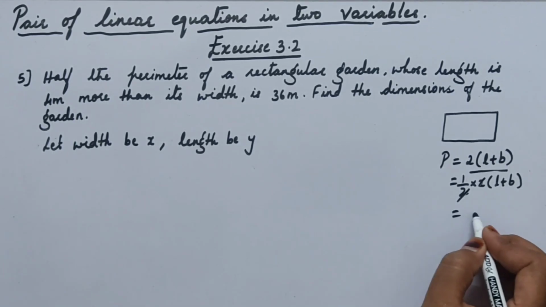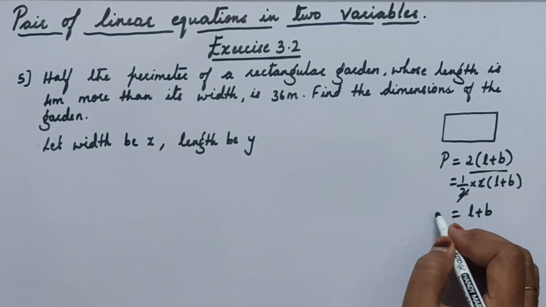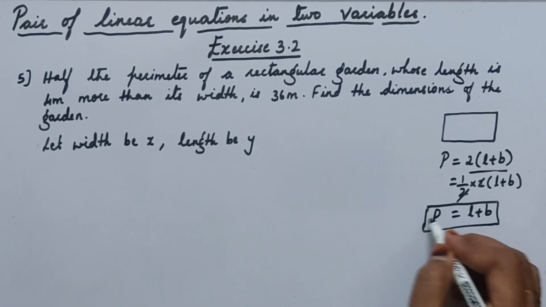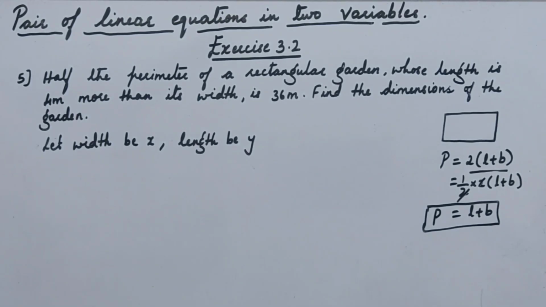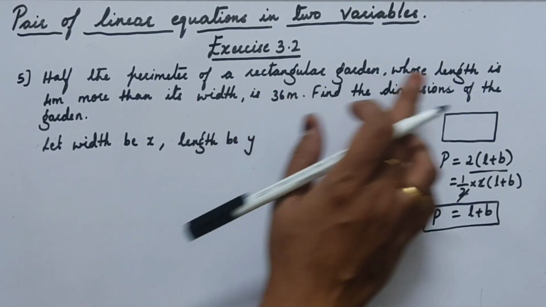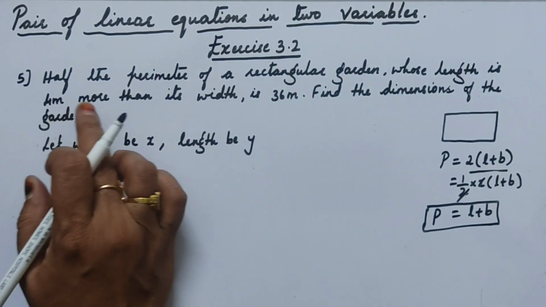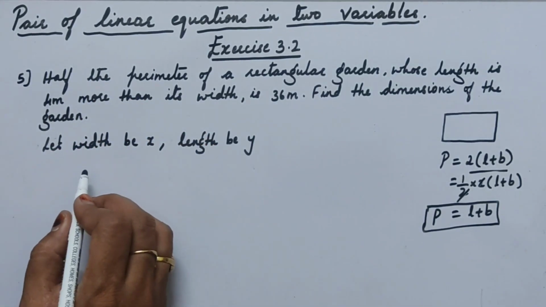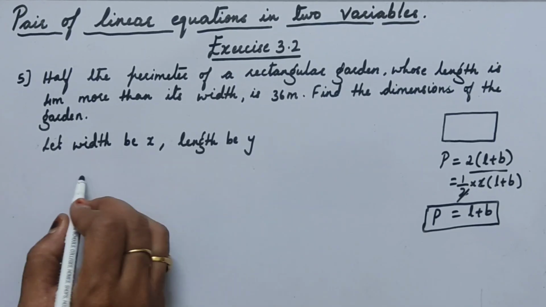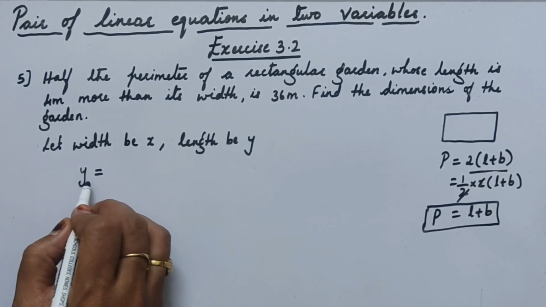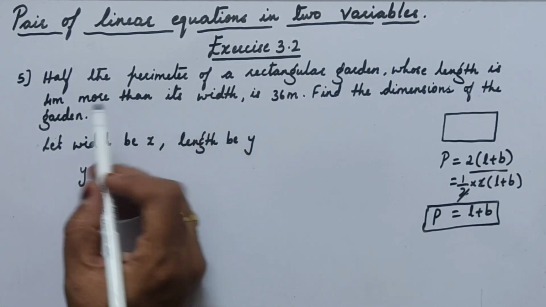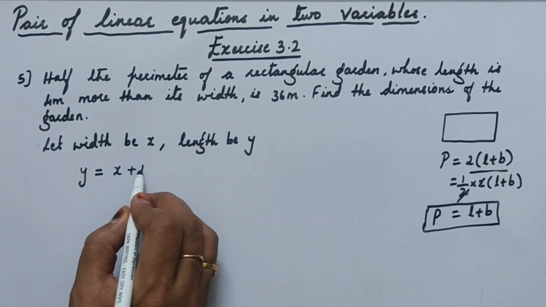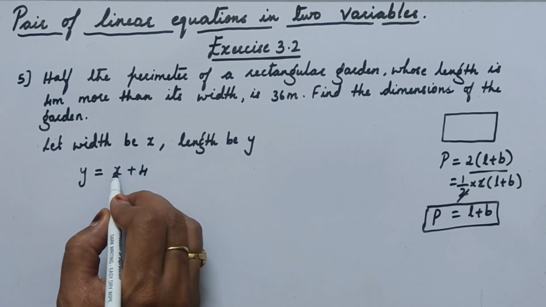Okay, 2 gets cancelled. I am going to get only L plus B. That is, perimeter equal to L plus B only when it is half the perimeter. Okay, so now whose length is 4 meters more than its width? Whose length is equal to 4 more than its width. So this is width, which is 4 more than its width.